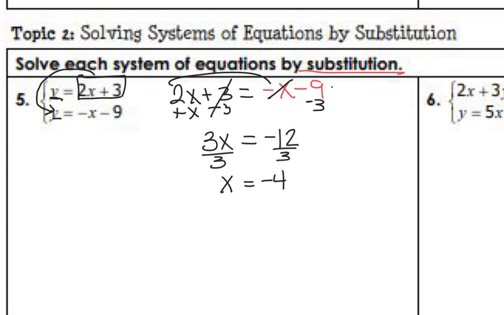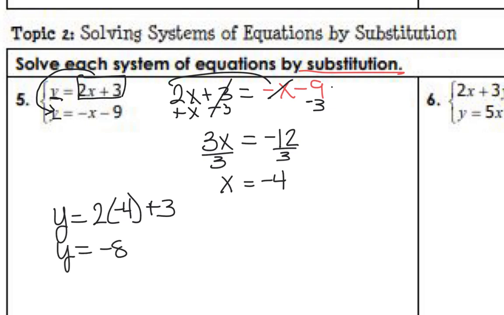All right, so now I know what x is. I can plug it in either one of the equations and find out what y is. So 2 times, I'm substituting negative 4 for x, plus 3. So y equals negative 8 plus 3. So y is negative 5.